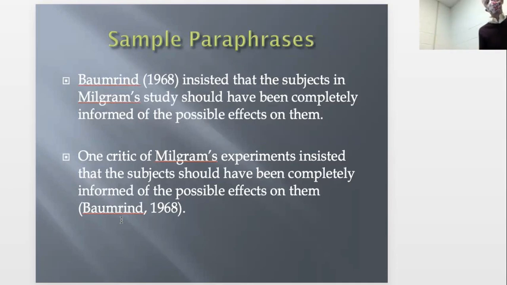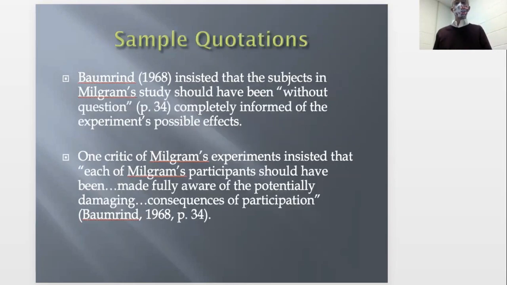Bauman in 1980 insisted that the subjects should have been completely informed of the possible effects on them. And that's a narrative citation of Bauman 1968, but I could put it into a parenthetical citation, Bauman 1968. Quotation again, really almost the same. See, it's not that different.